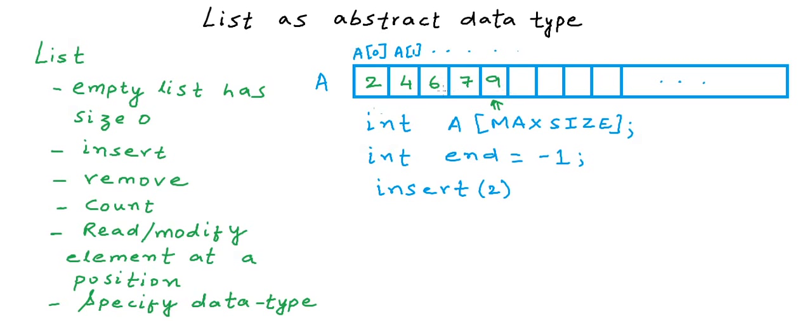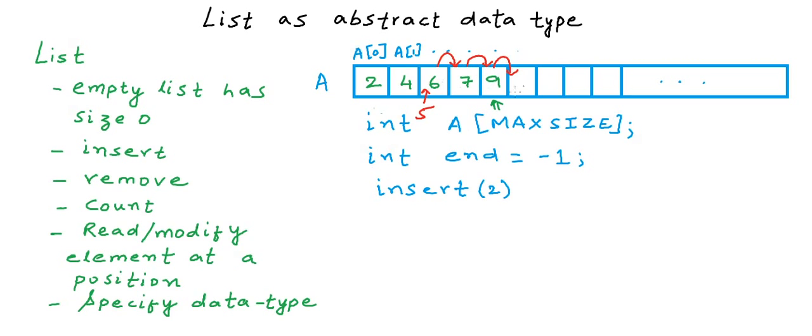Now if I want to insert something in the list at a particular position, let's say I want to insert number 5 at index 2, then to accommodate 5 at this particular position, we will have to shift all the elements 1 unit towards the right. We need to shift all the elements starting at index 2 towards the right.